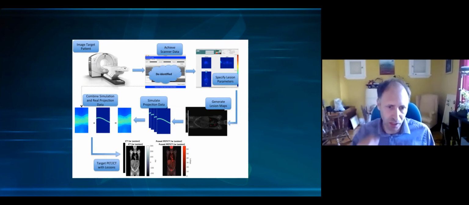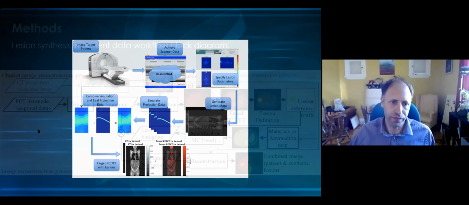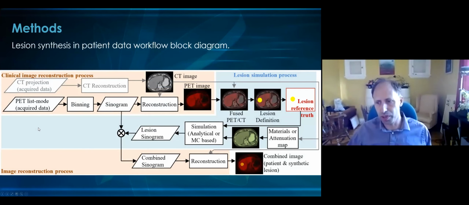So this kind of summarizes the pipeline. It's very simple. Basically it says we're going to interface with our GE scanner. We're going to get data, de-identify it, define our lesions, generate lesion maps, perform a forward projection to get histograms, combine it with the patient histograms, and reconstruct the images. And so the workflow that I showed previously just gets a little bit simpler.